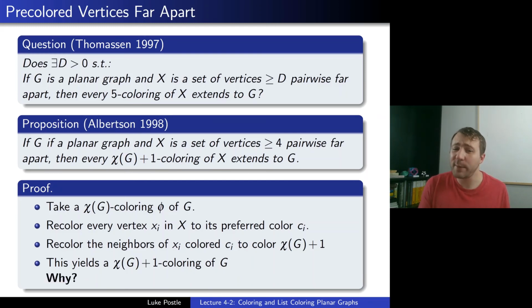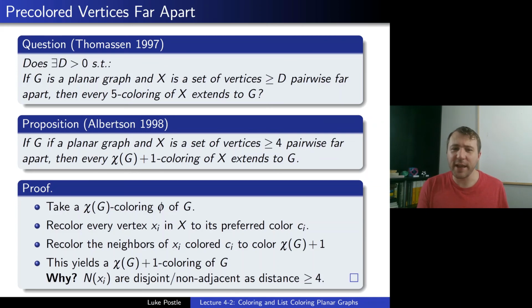Why? So again, maybe stop, pause, and think about that. Why is it? Well, think about it. The N(Xi) are the only ones that got recolored. And those N(Xi) are disjoint because there's no two Xi at distance two, but they're also non-adjacent. There are no edges because they're distance at least three.